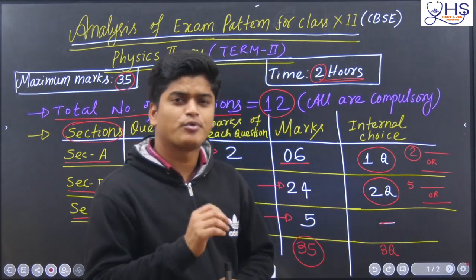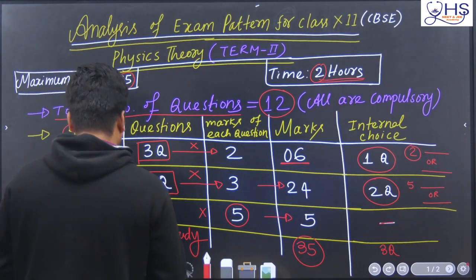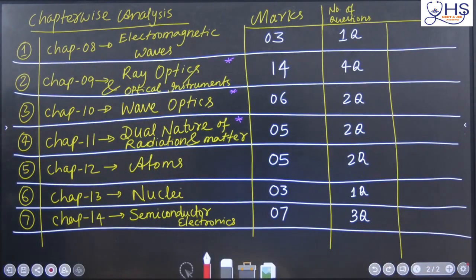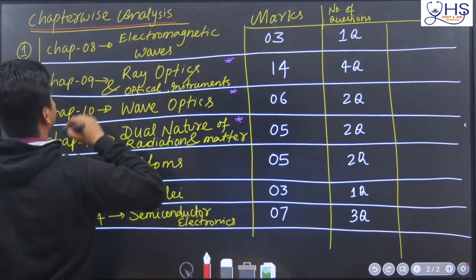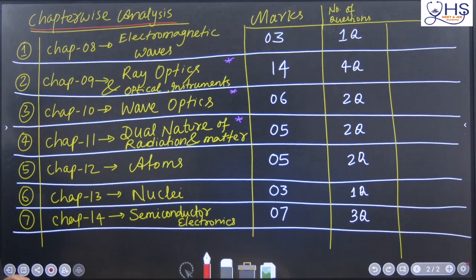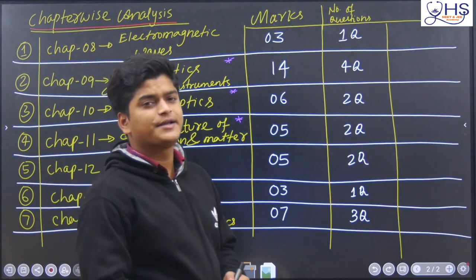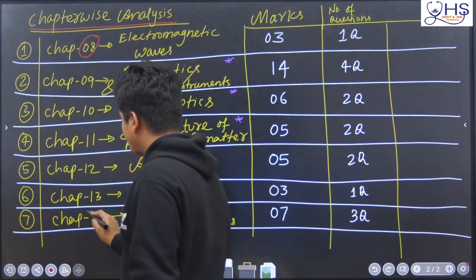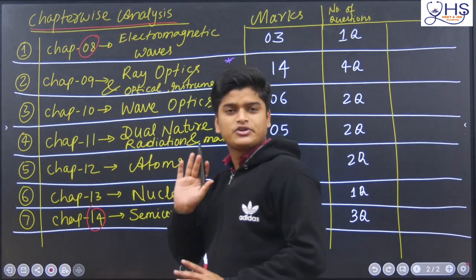Okay, which chapter is more important for the term 2 exam? Now come to the chapter wise analysis. You will be having 7 chapters in your term 2 exam, starting from chapter 8 to chapter 14. So 7 chapters will be coming.